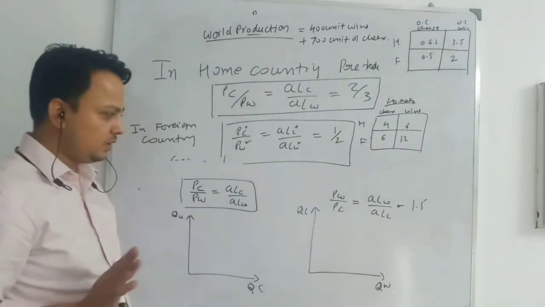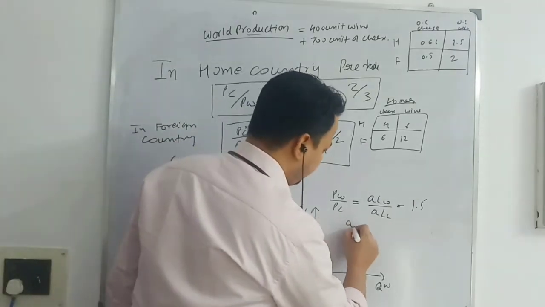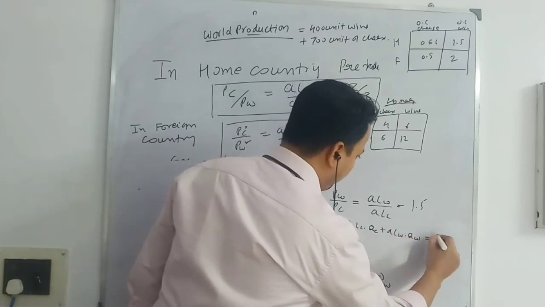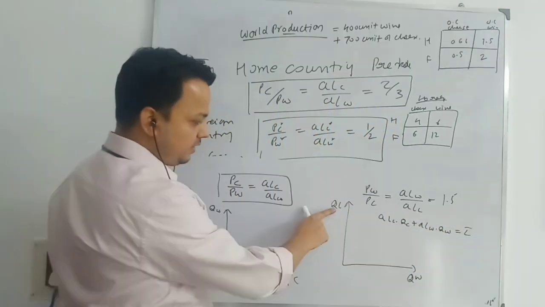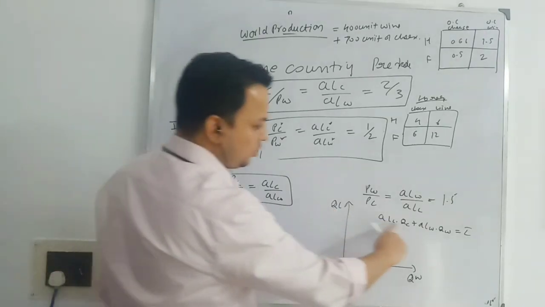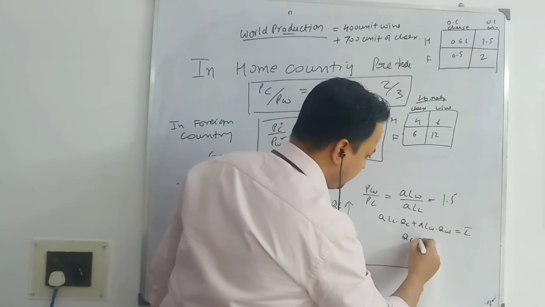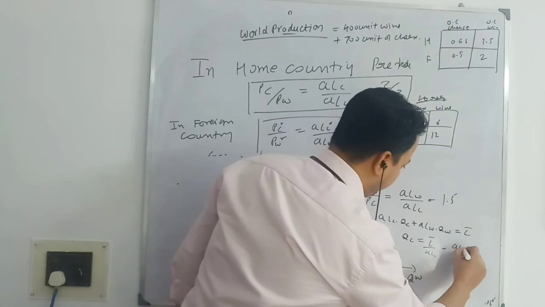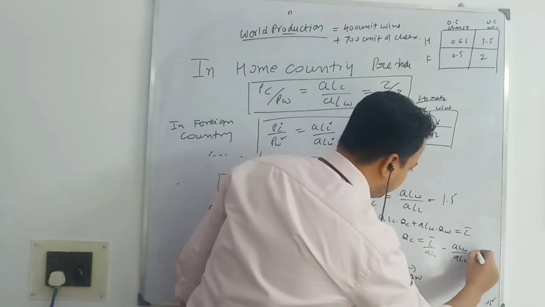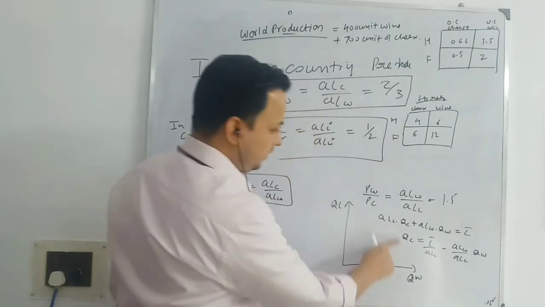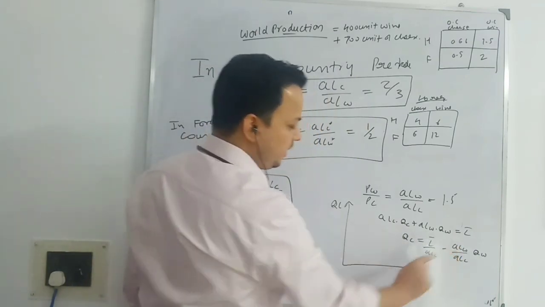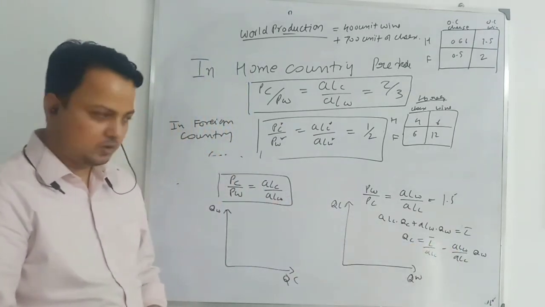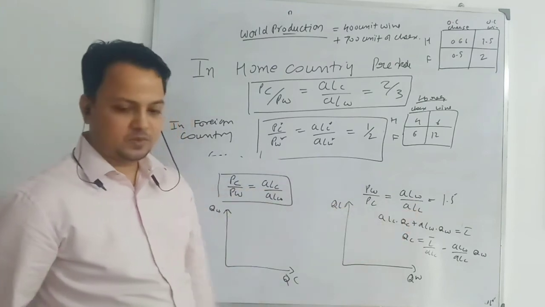Those who have not remembered, look at your production cost differently: aLC into QC plus aLW into QW equal to L bar. I am writing this graph with respect to QC. So write this equation in terms of QC. What will it be? QC equal to L bar over aLC minus aLW over aLC QW. Del QC over del QW will be minus aLW over aLC, the opportunity cost of producing wine in terms of cheese. Opportunity cost of producing wine in terms of cheese.